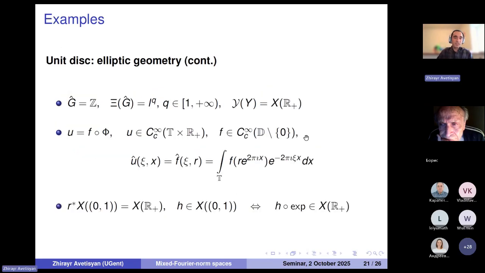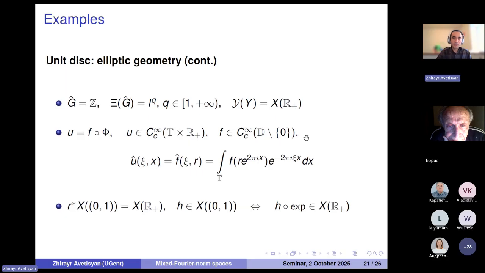All right, to continue, of course, the dual of the circle group is the integer group, G hat is Z. And then for simplicity, we take the Banach space Xi simply a small LQ space, and the Banach space curly Y as a certain arbitrary function space on the Y, which is now R plus, the positive half line. And what we do, so we translate functions from the model to our original domain.